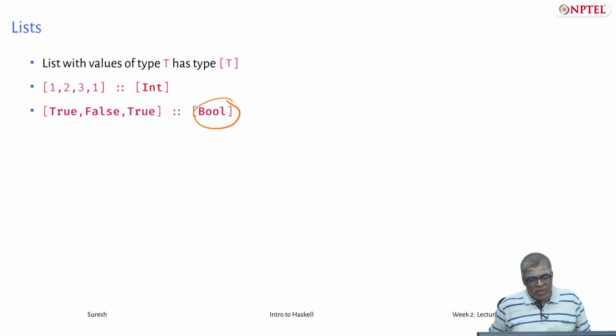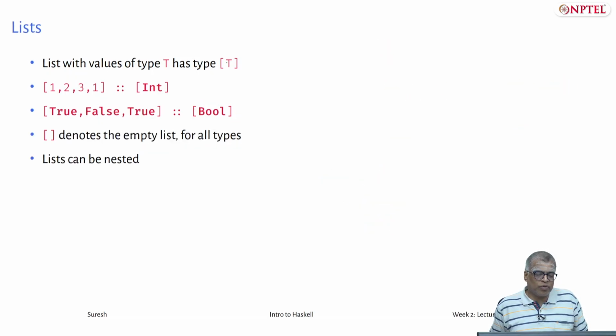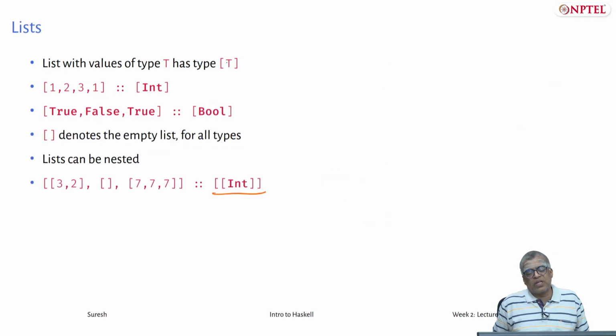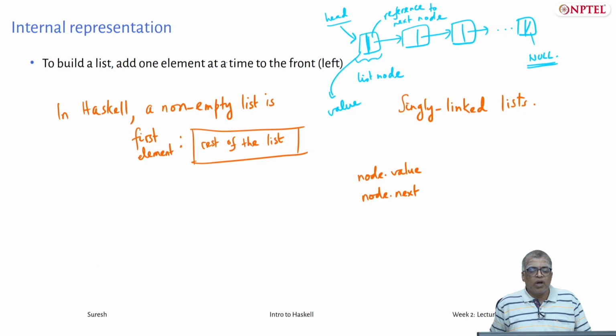So 1, 2, 3, 1 is a list of type list int, true, false, true is a list of type list bool, and so on and so forth. You can also nest lists. So you can have a list consisting of the list 3, 2, the empty list, and the list 7, 7, 7. This is of type list of list of int.